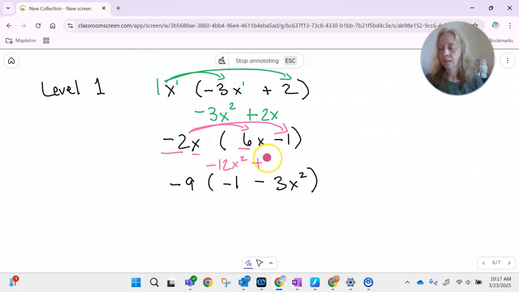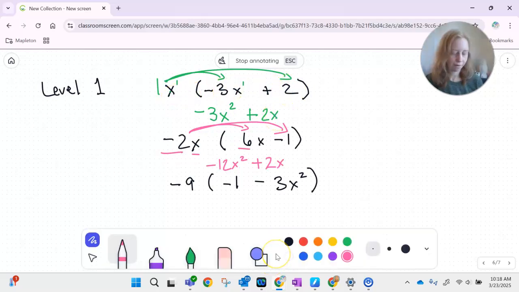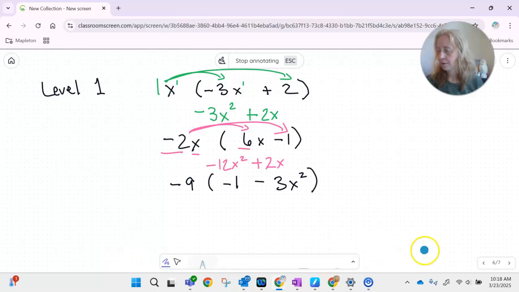Okay, and it's going to be a 2x. Negative 2x times negative 1 is positive 2x. Because our negative 2 times negative 1 is positive 2, and then our x does not get multiplied by anything else, so it just comes down, just like this one did up here. All right, and now we have our third example. Let me switch colors again.